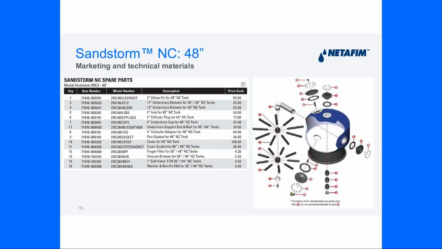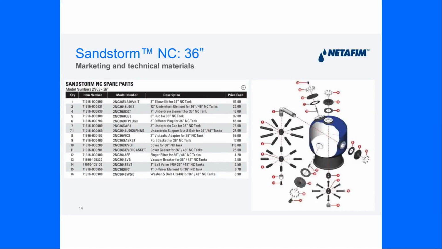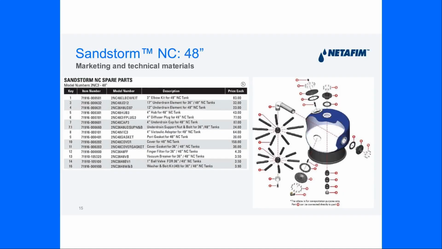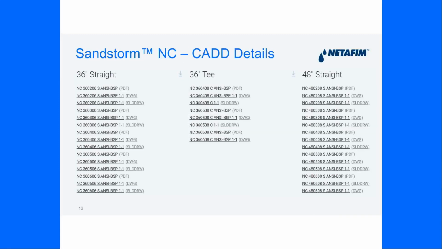And you'll notice, again, going back here to the 36, the 36 is a little skinnier, right? And a little more upright. The 48-inch tank is a little more squatty, as your traditional 48-inch metal tank would be. And the next two slides really are a snapshot of all the different configurations that we have in terms of the CAD details.